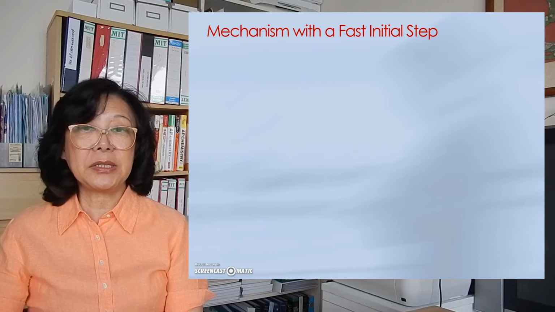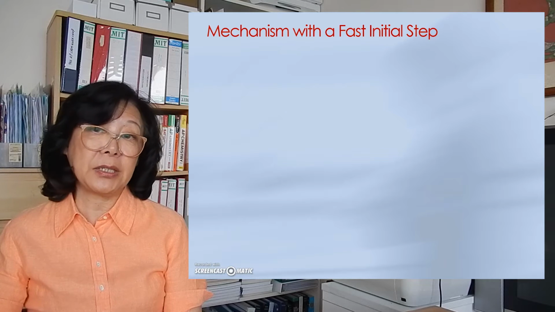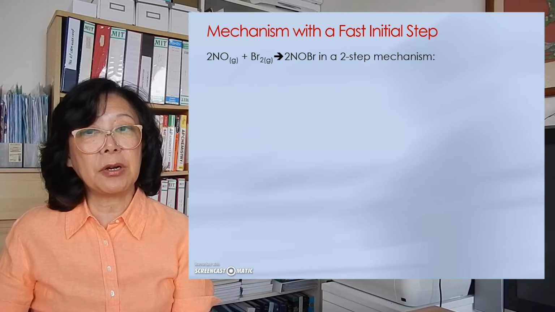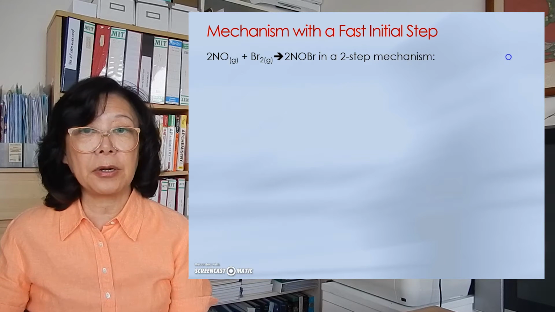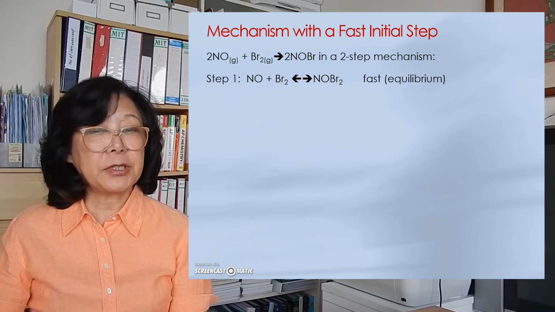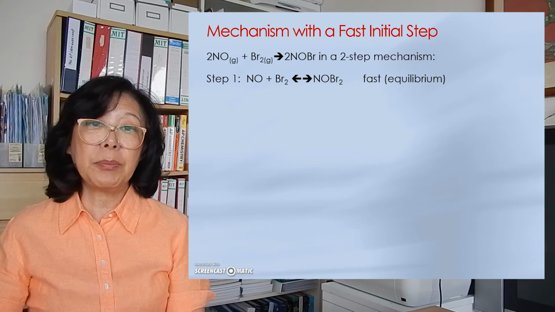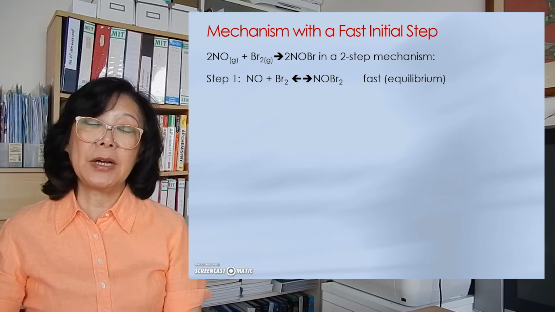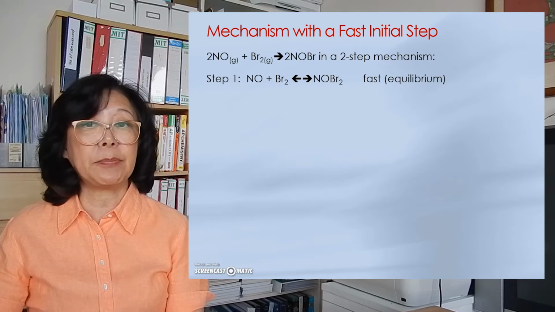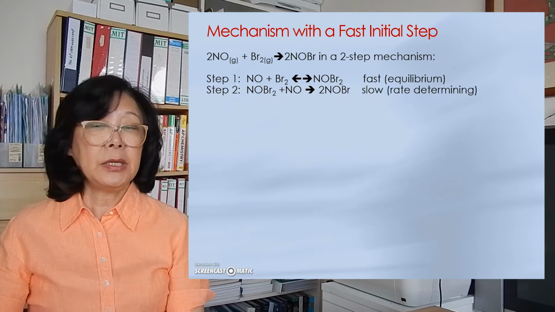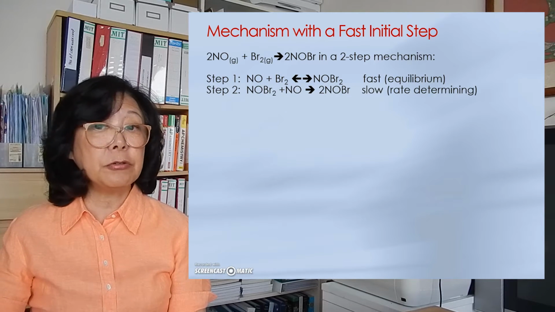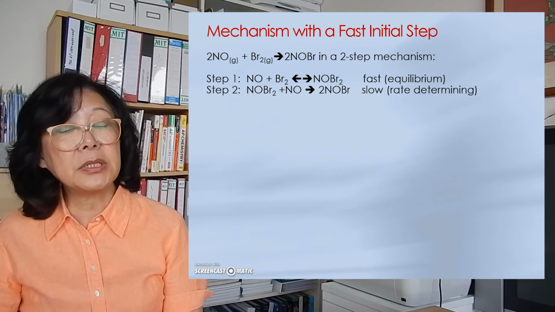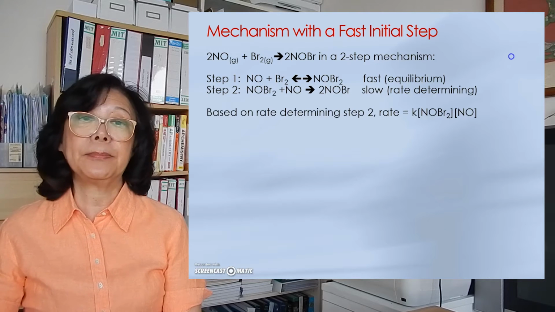Now there's another mechanism here with the first step being fast. The overall reaction is 2 moles of NO colliding with Br2 forming 2 moles of NOBr. So initially the first step is fast, NO colliding with 1 molecule of Br2 forming the intermediate NOBr2. It is so fast that equilibrium is reached and is represented by a double arrow. In step number 2, the intermediate NOBr2 collides with yet another molecule of NO to make 2 moles of NOBr. This is a slow rate determining step.